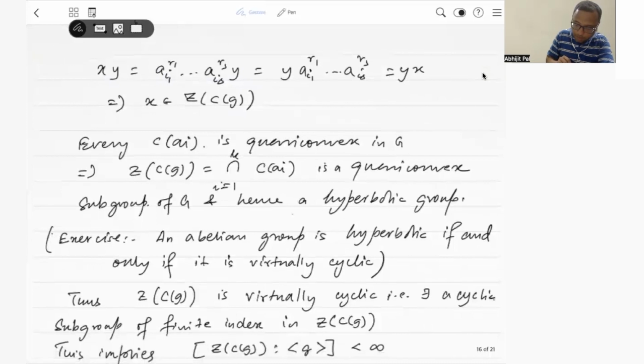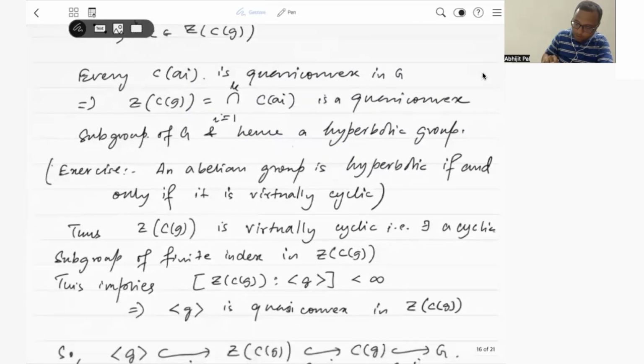Okay, so now the centralizer of each generator is a quasi-convex subgroup of the hyperbolic group, and the center of the centralizer is a finite intersection of quasi-convex subgroups. Therefore, this is again a quasi-convex subgroup of G, and hence it is a hyperbolic group.